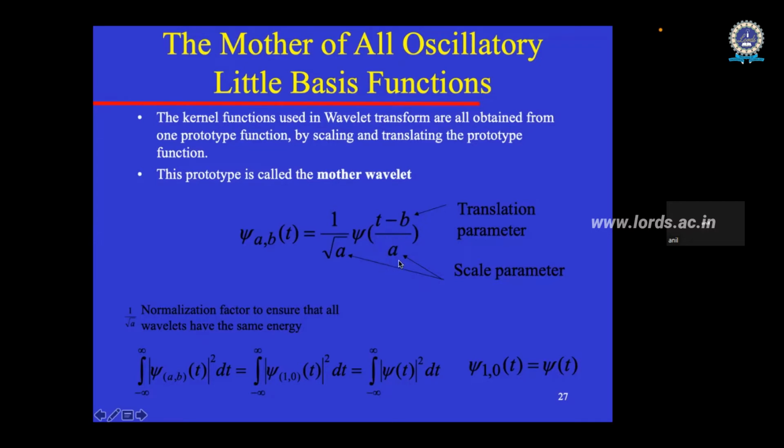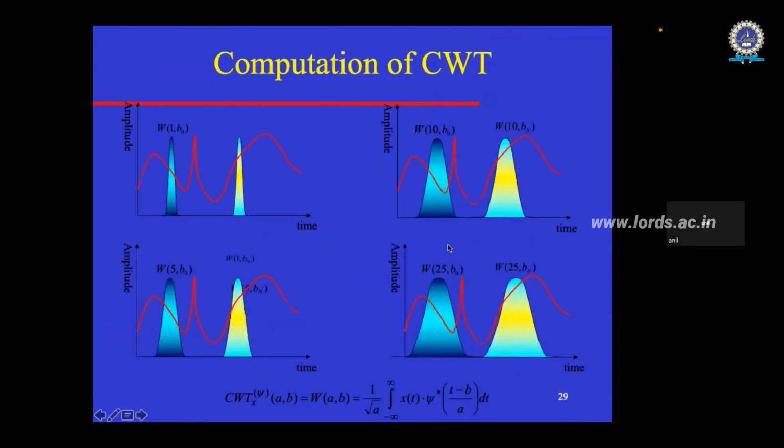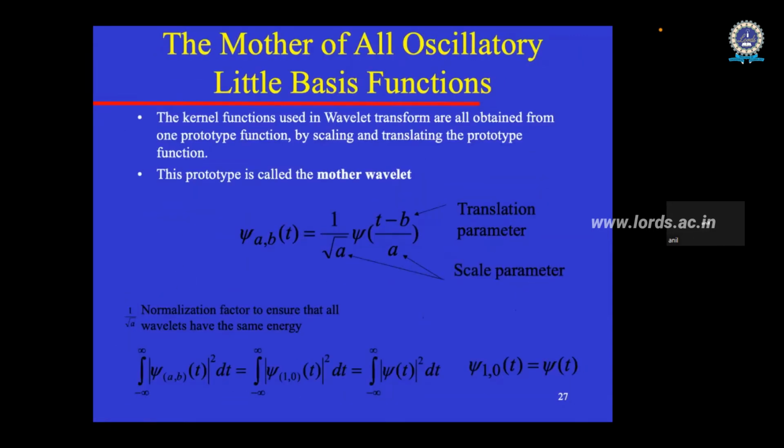Depending on the A value, it represents a different frequency. Actually, this A factor is inversely proportional to frequency, because if A is large, that means the frequency information is low. The beauty of this wavelet transform is that it will give you multi-resolution.